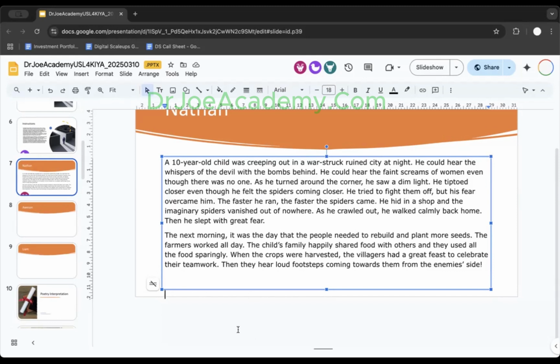Imaginary spiders vanished out of nowhere. As he crawled out, he walked calmly back home. Then he slept with great fear. The next morning, it was the day that the people needed to rebuild and plant more seeds. The farmers worked all day. The child's family happily shared food with others, and when the crops were harvested, the villagers had a great feast to celebrate their teamwork. Then they heard loud noises towards them from the enemy side.